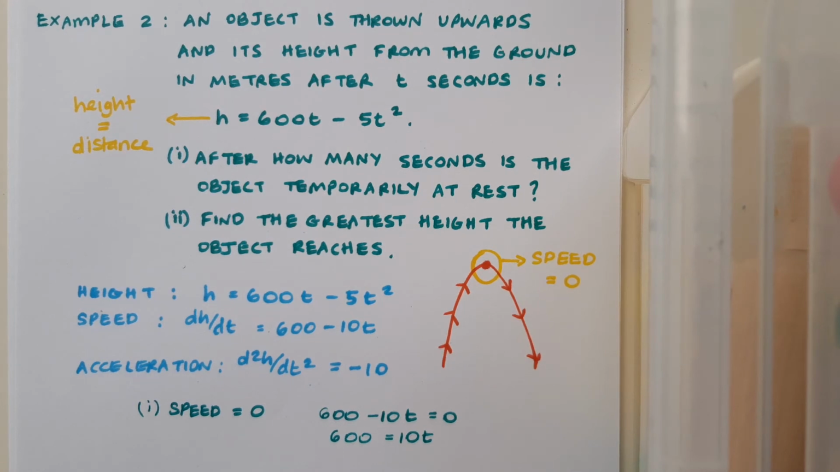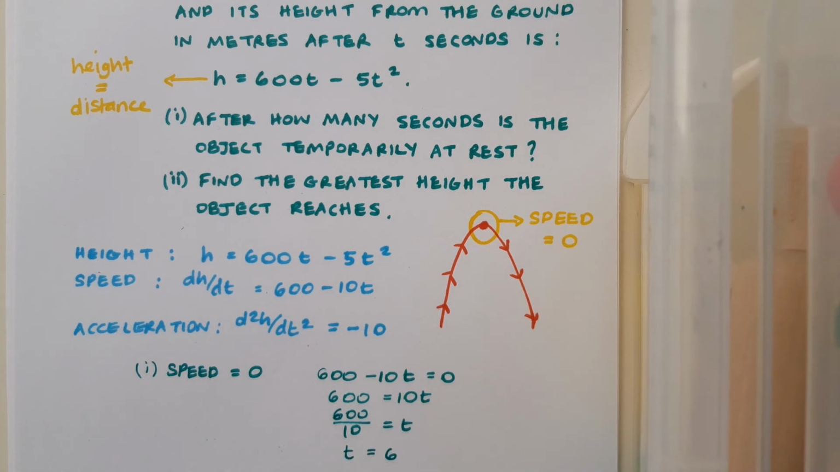I'll bring the minus 10t across. I'll divide 600 by 10. And I'll get a result of t equals 6. And again, just don't forget, you want to use units. So they're asking me to figure out after how many seconds the object is temporarily at rest. So t, of course, represents seconds. So t is 6 seconds.